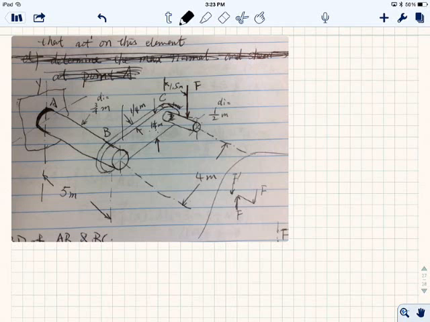1.25 meter. And the distance from point C to the point where we apply force is 1.5, and this rod over here at the end is 1/2 meter in diameter. So that's pretty much it.